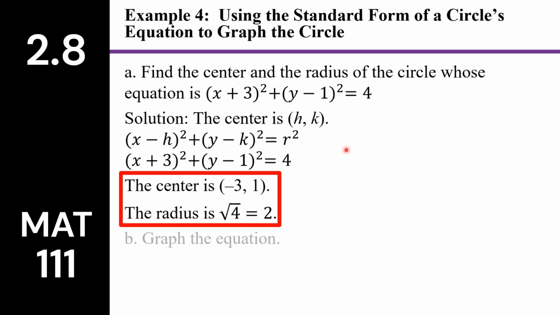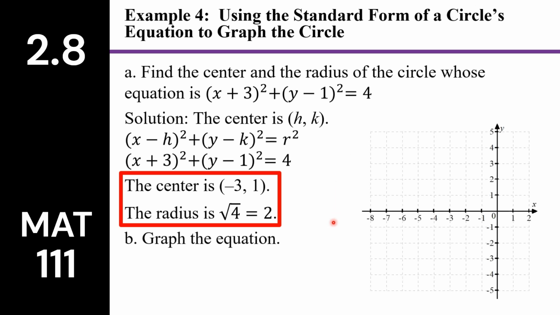Now we want to graph this circle. So we look at our center and we plot the center point at where x is -3 and y is up 1. And then since our radius is 2, we're going to want to go in all directions. We can plot the 4 easy points: up, down, left, right. And after plotting those points, we carefully draw a circle around all those points.